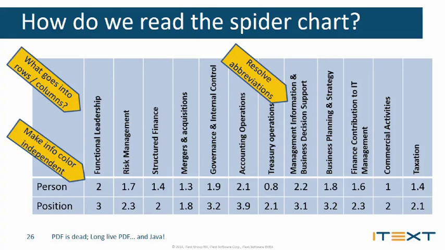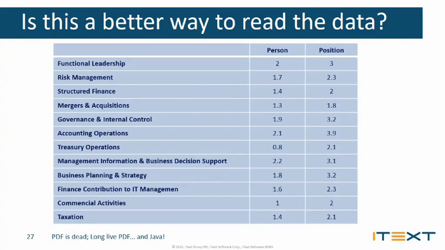And then one other difficulty is, what do we put into rows and what do we put into columns? Maybe having 2 records, one for person with 12 properties, one for position with 12 properties. Maybe that's not the best way to represent the data. Maybe this is a better way, so that you can compare. You have 12 records with 3 fields.